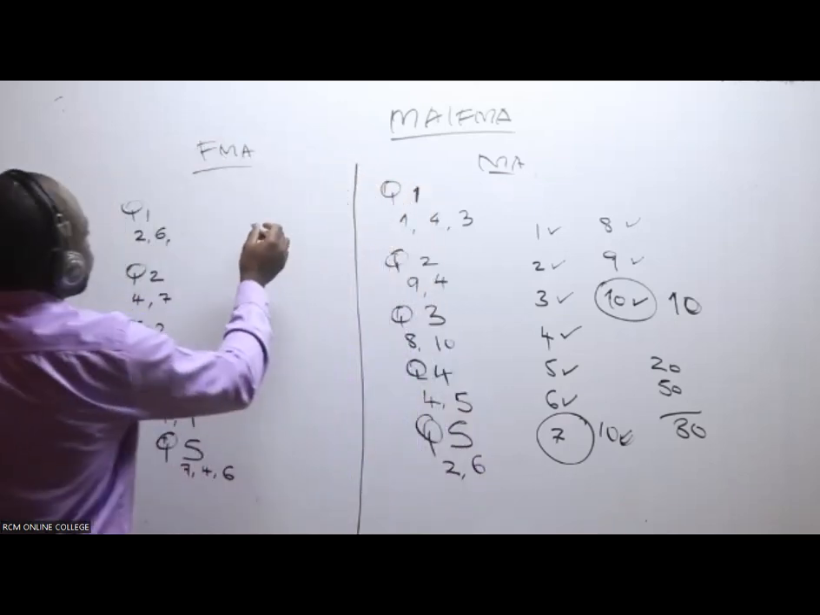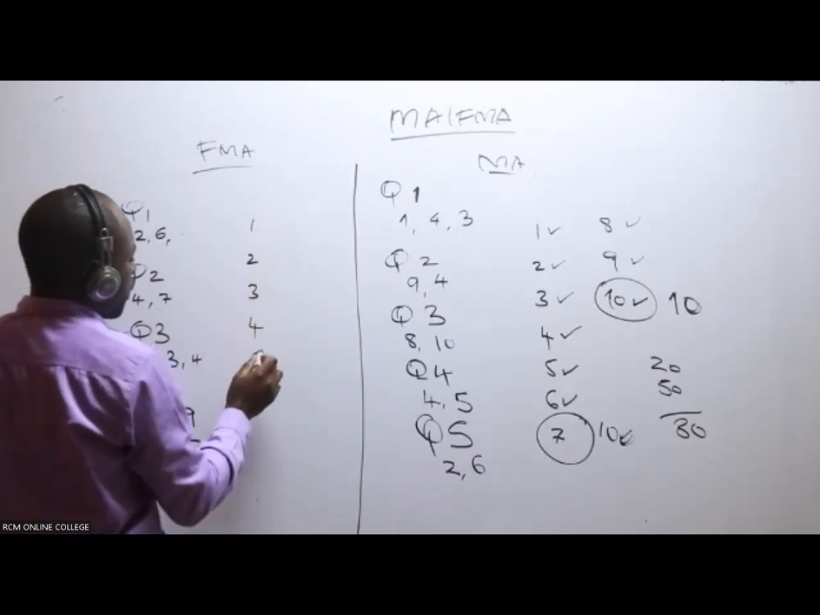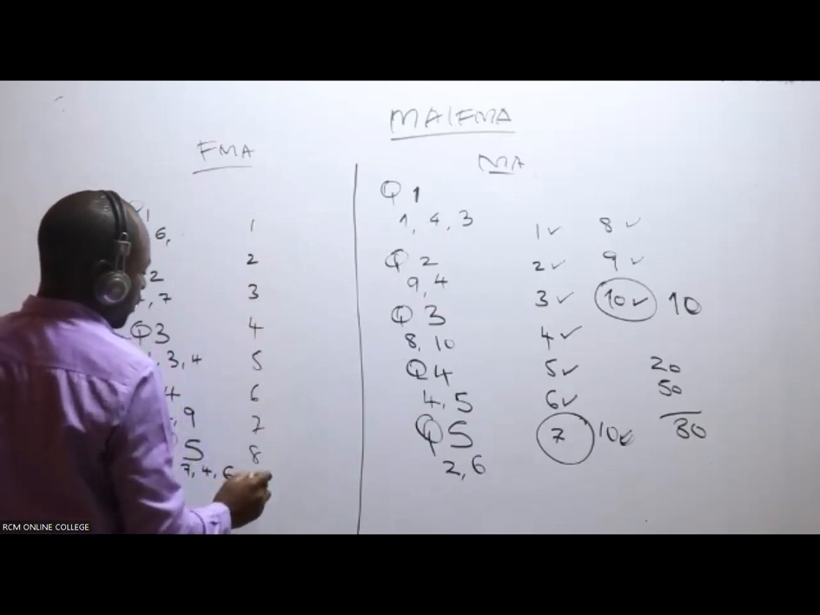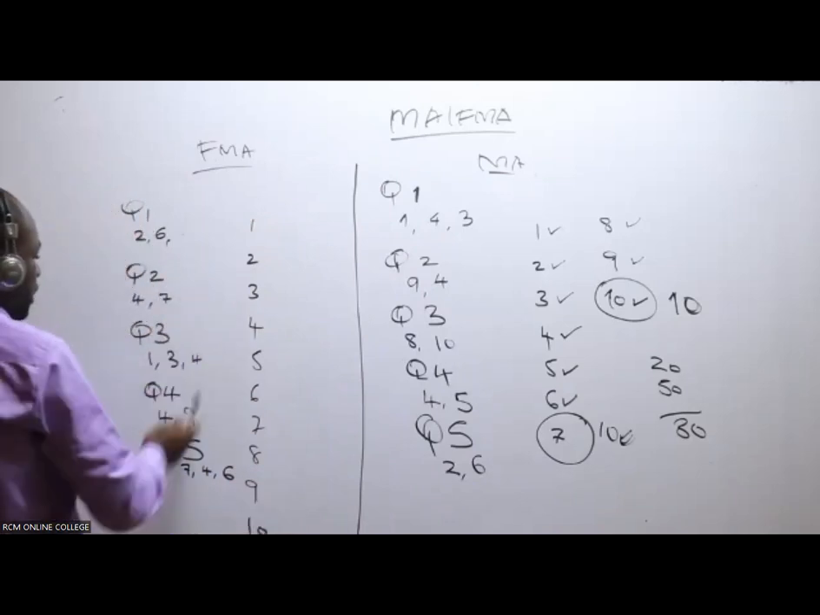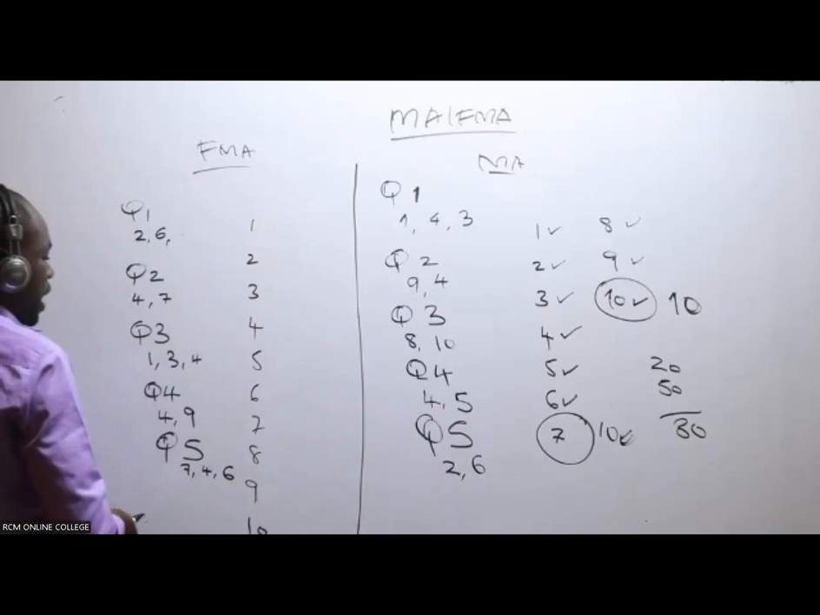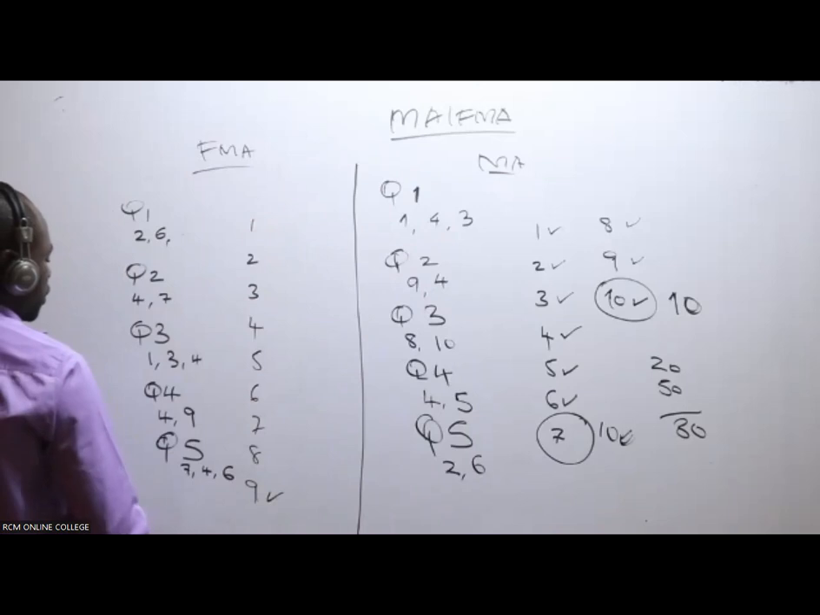So let's come to topic 1, 2, 3, 4, 5, 6, 7, 8, 9, 10. We have topic 10 here. I think ATD has got 9 topics, so that's why we don't have it here. But topic 9, we've been able to see it.